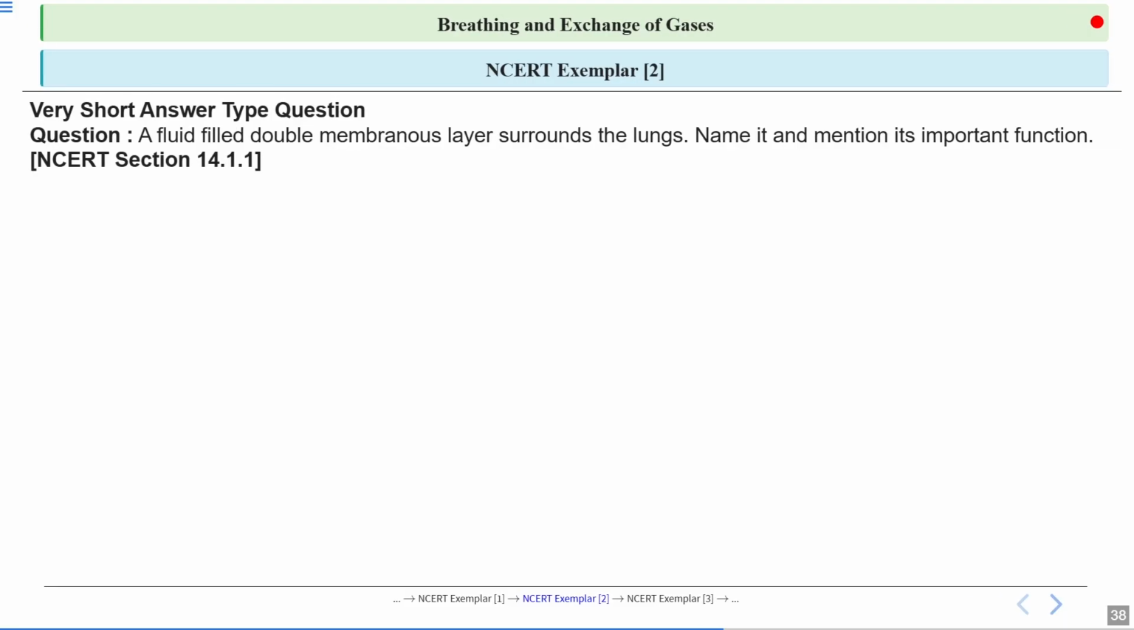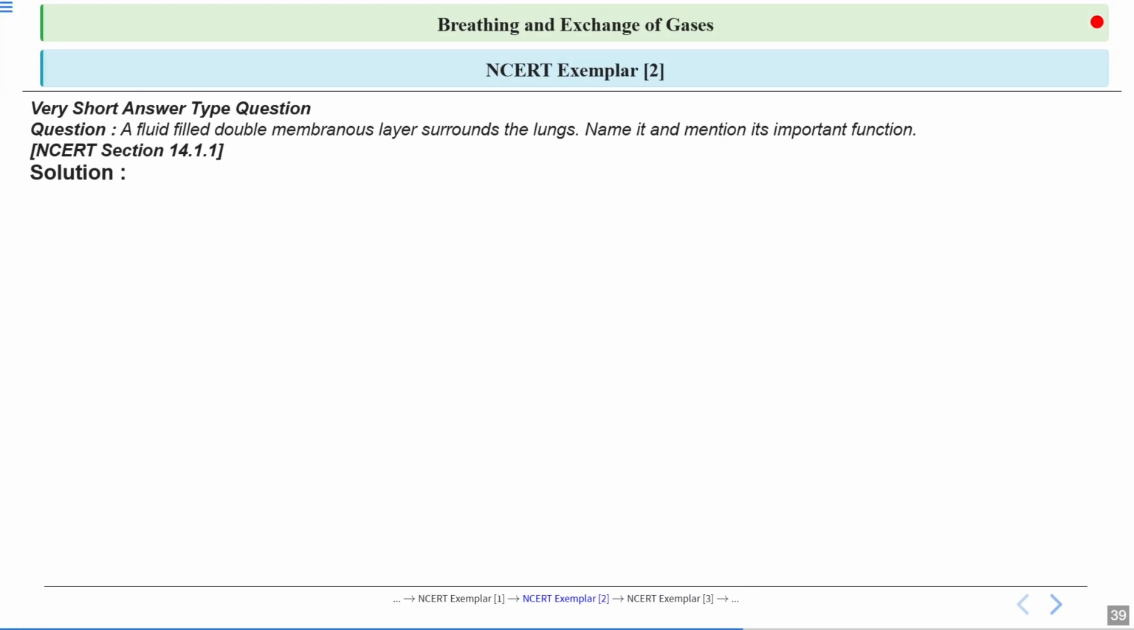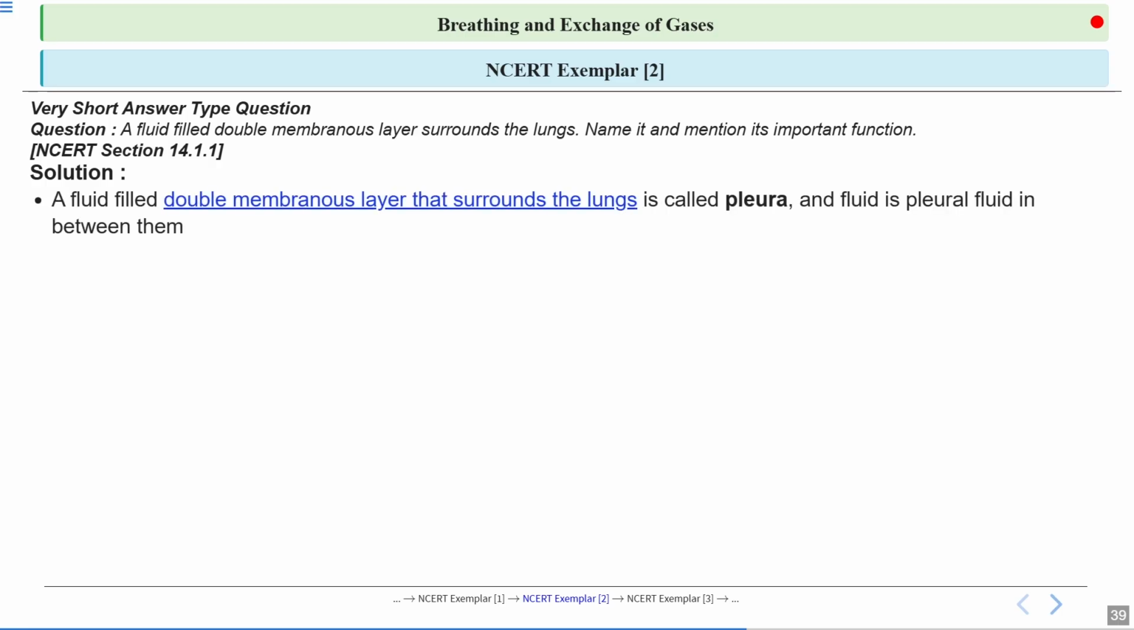Next question. A fluid filled double membranous layer surrounds the lung. Name it and mention its important function. Very, very important question. This question is coming from the NCERT section 14.1.1. Let us see the answer of this question. What is the name of that particular membrane that surrounds the lungs? The fluid-filled double membranous layer that surrounds the lung is called pleura or the pleural membrane.